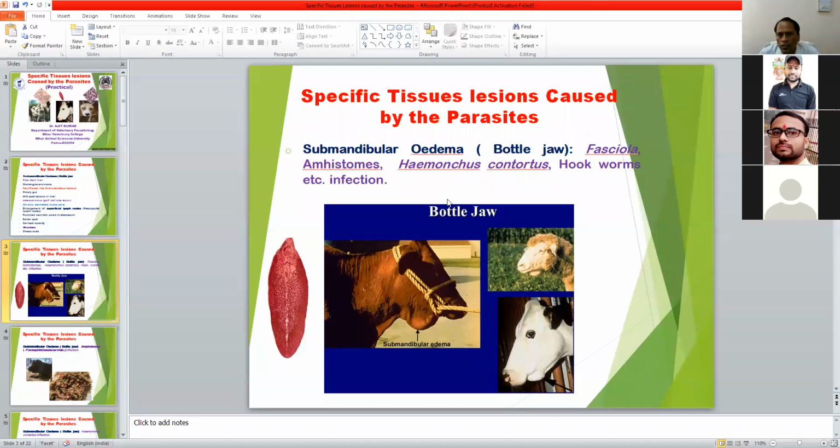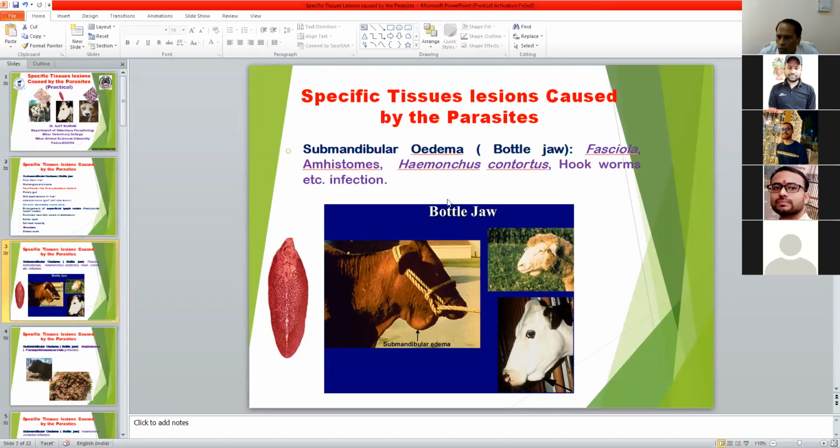It occurs during Fasciola infections. Fasciola is a fluke. Amphistome infection. Amphistome is also a fluke, and also in Haemonchus contortus and hookworms, both are nematode roundworms. So इन चारों केसेस के इन्फेक्शन में मेनली सबमैंडिबुलर ओडिमा होता है. This is the submandibular edema.